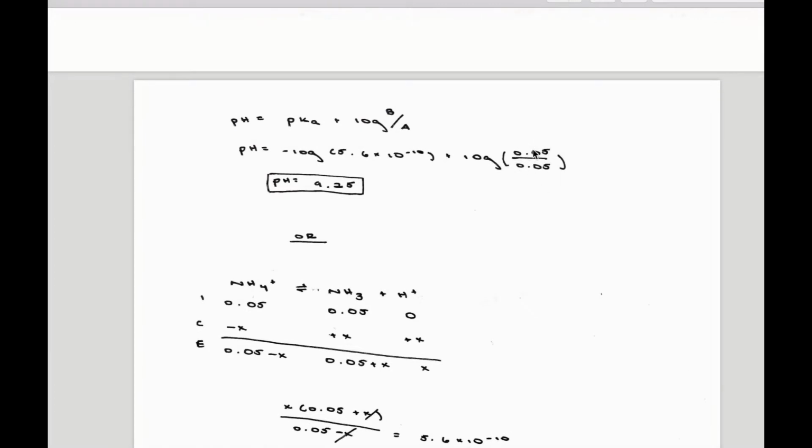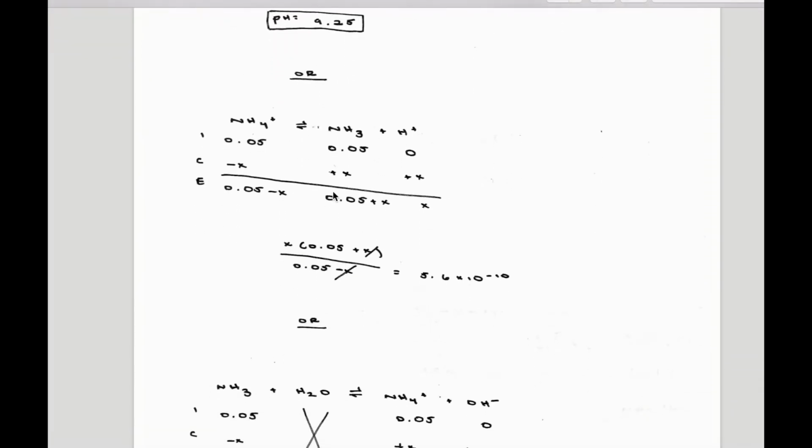Now notice they're not 0.1 anymore because when you take 25 mils of something with a 0.1 molar solution and add it to another 25 milliliters, you're actually going to have half the concentration. So your pH here, notice it's equal to your pKa because you have equal amounts, you have a perfect buffer, so the pH is going to be 9.25.